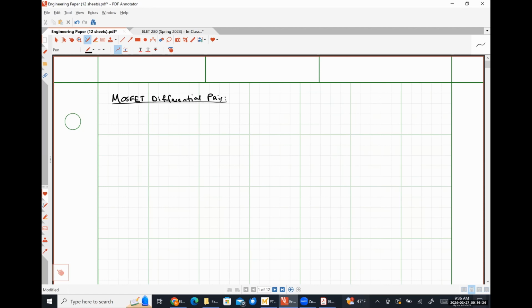So our MOSFET differential pair circuit is going to be effectively identical to our BJT differential pair, except that we're going to replace our BJTs with MOSFETs. So here we have some resistance RD. Here's our output voltage Vout1. We have some transistor M1, and we're going to apply a voltage VN1 to the gate of that MOSFET.